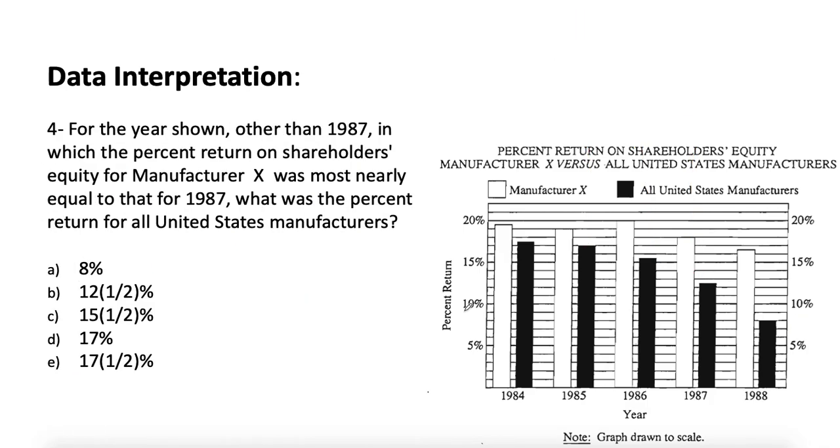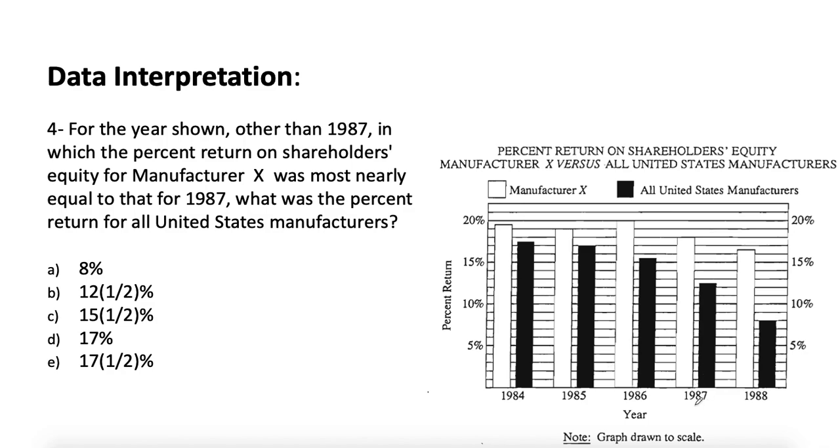Okay, let's move further. So this is the fourth question. For the years shown other than 1987, in which the percent return on shareholders' equity for manufacturer X was most nearly equal to that of 1987. So this statement is a bit tricky. Let's try to understand this. The question asks, in which year the percent return for manufacturer X is nearly equal to the percent return of manufacturer X in 1987.